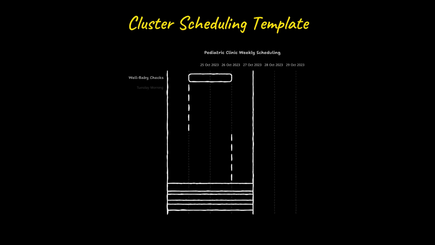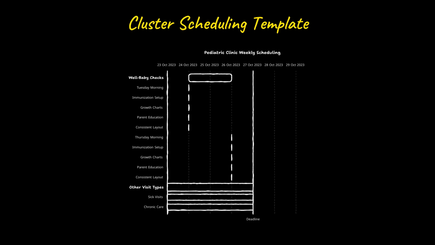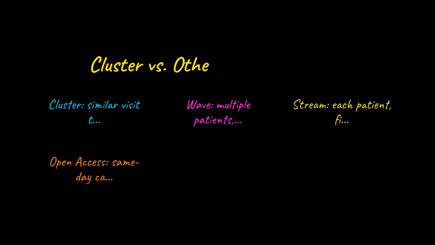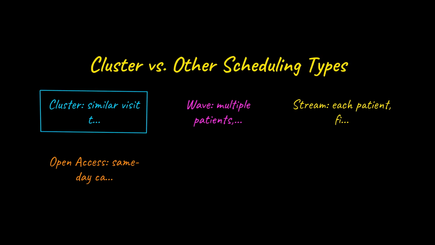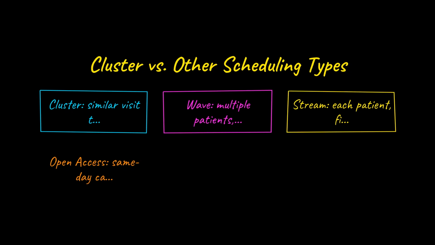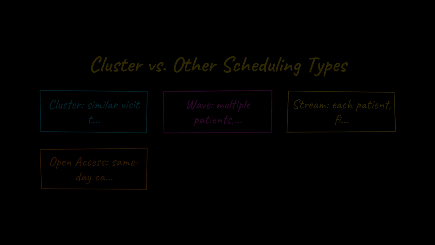The mechanism lives in the scheduling template itself. Protected slots are labeled for a specific cluster type, and front desk staff can only book matching visits into those slots. Clinical staff prepare rooms and supplies for the day's cluster in advance, something impossible with a mixed schedule. Exam writers test your ability to contrast cluster scheduling with 3 other models. Wave assigns multiple patients to the top of each hour. Stream gives every patient a unique fixed interval slot. Open access reserves capacity for same-day demand. Only cluster scheduling groups similar visit types together. That specific feature is the signal.